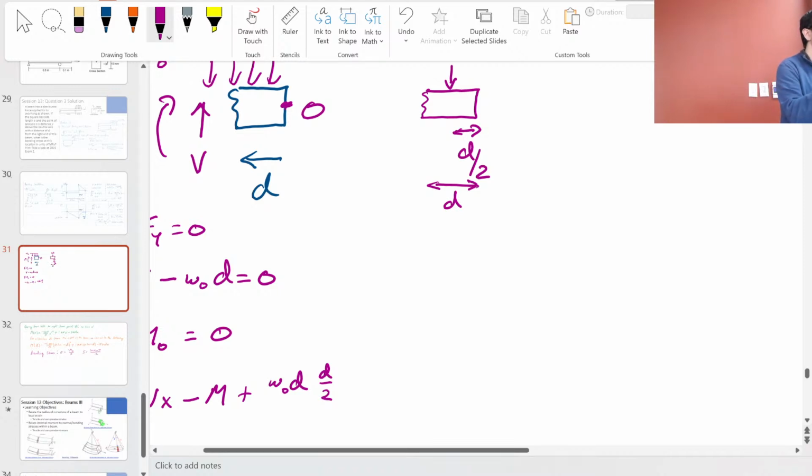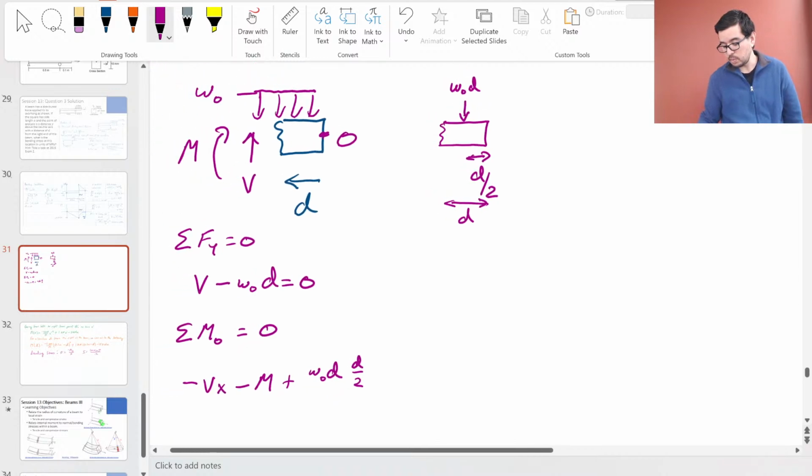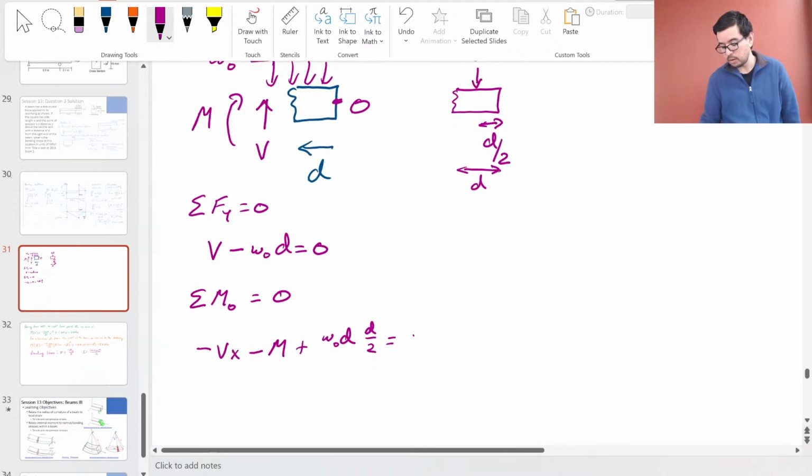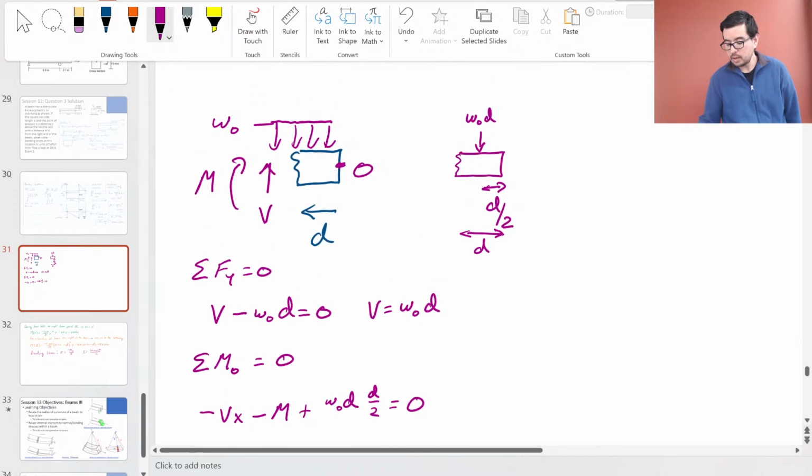This is a distributed force. Okay, and so when I look at where it's acting when it's creating the moment, it's acting halfway down. Yes, that's where we say the centroid of the distributed force is. Okay, so that's why this comes out to be this term right here, and this is going to be equal to 0. Okay, so we had that V is equal to w naught D. W naught, the way we've defined it, is the 10 kilonewtons per meter. So that's important to keep in mind.